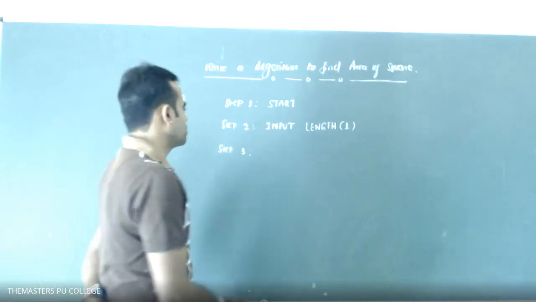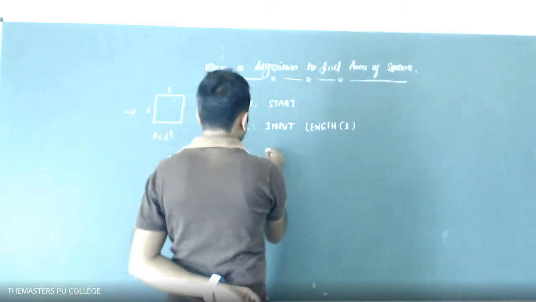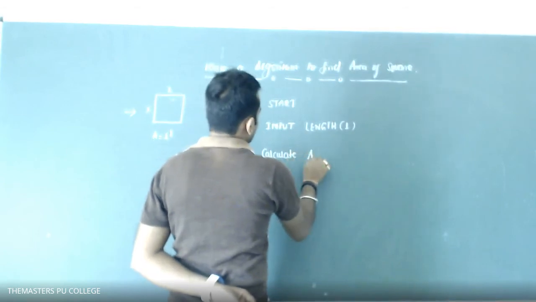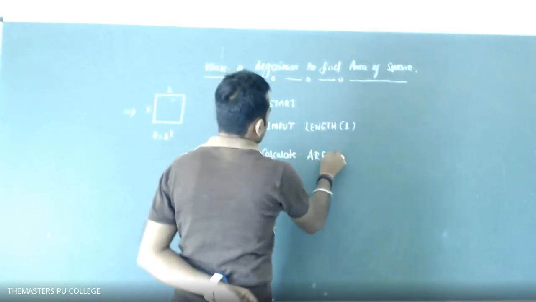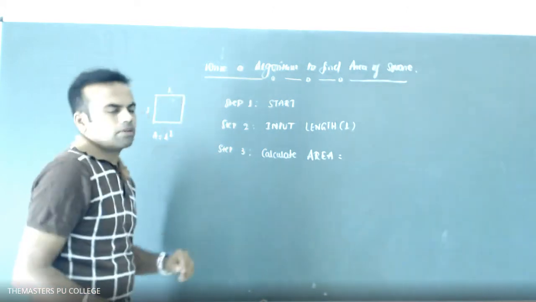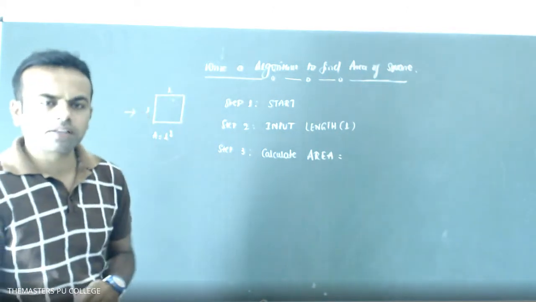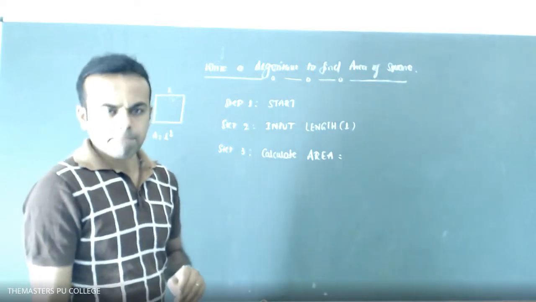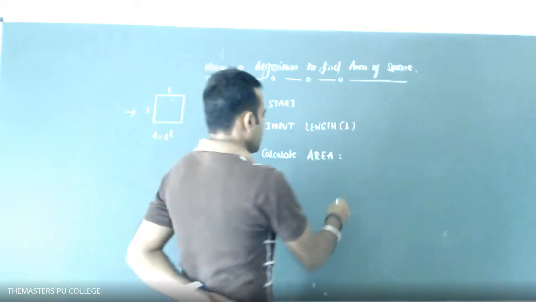We need to calculate the area. Okay, so what is the area? How are you going to calculate? I won't write L square here. If I write L square, will the computer understand? What should we write? Multiply length, L into L.